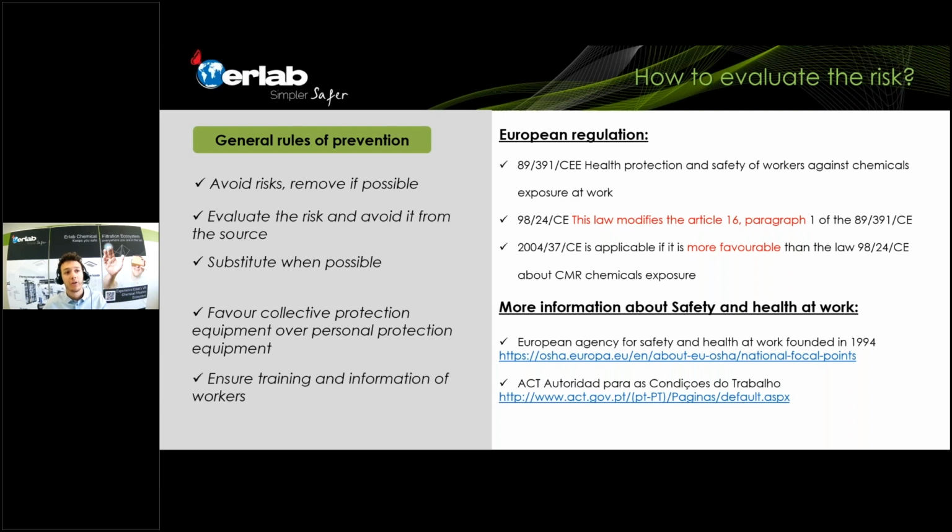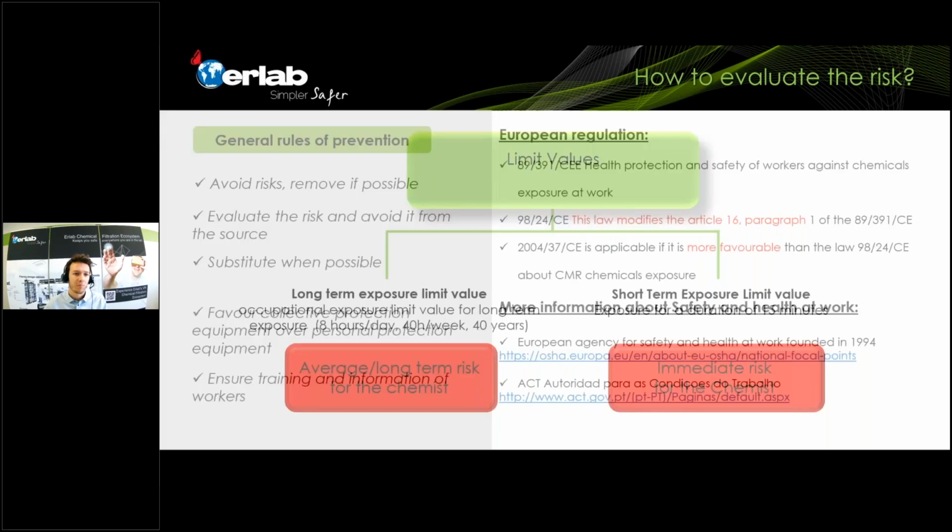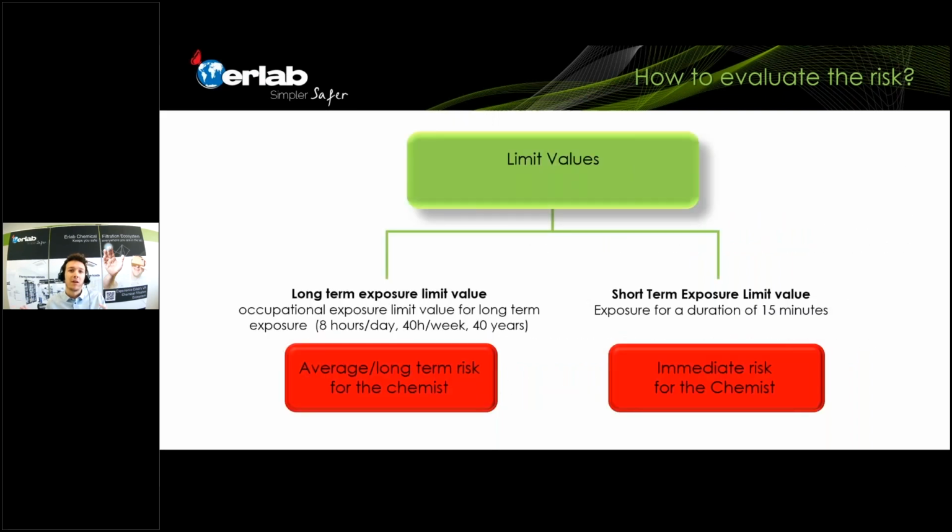And of course, another general rule of prevention, how can you prevent a risk in the lab, is ensuring training and information to the people in the lab, and doing that frequently as well. Not once, not twice, but on a regular basis. But let's talk more in depth about the theoretical things that we can use in order to minimize risks.